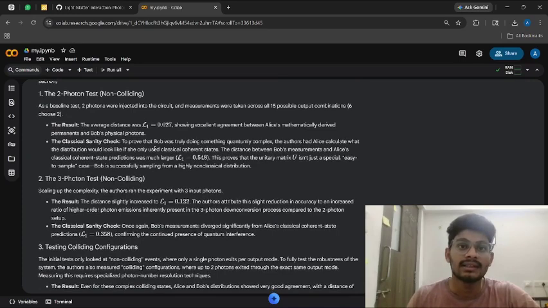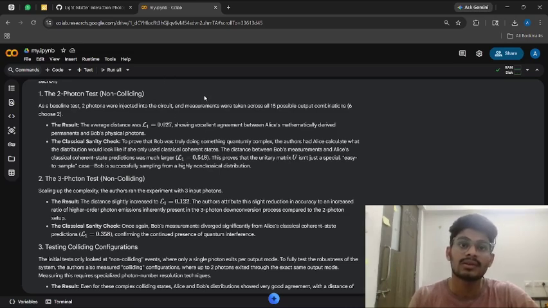As a baseline test, the authors inject two photons into the circuit and look at all possible non-colliding output combinations. Since there are 6 output modes, the total number of non-colliding two-photon outputs is 6 choose 2, which is 15. For each of these outputs, Alice computes the visibility from the measured unitary and Bob measures the visibility experimentally. Then they compare the two sets.